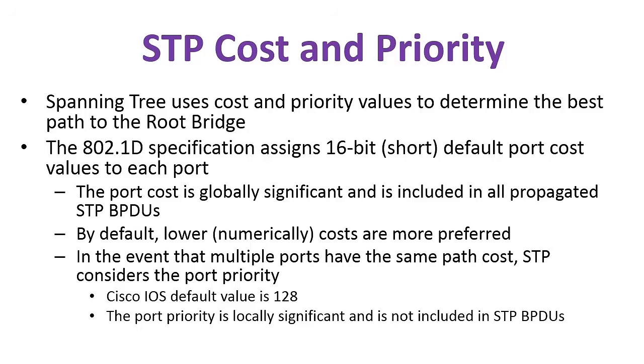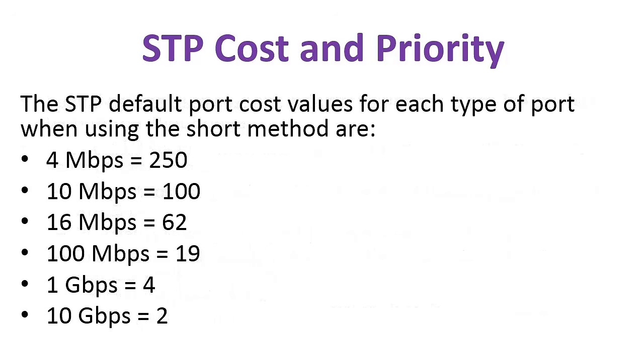But in the event that multiple ports have the same path cost, then spanning tree will consider the port priority. The default value is 128. But you should note that the port priority is locally significant and not included in spanning tree protocol BPDUs. So the spanning tree protocol default port cost depends on the interface speed. And you'll notice here from this chart that the higher the speed, the lower the cost. And this comes into play when spanning tree is actually trying to calculate the best path to root.